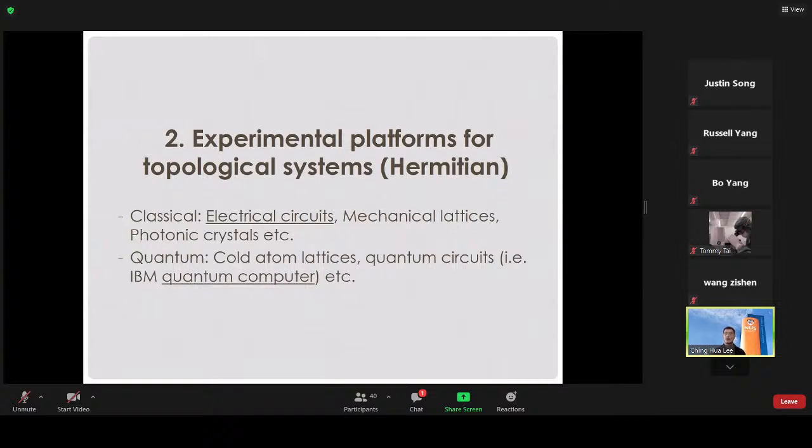So now I will move on to talk about experimentally realizable platforms for topological systems. Many of these are realized with my collaborators, except for the quantum computing part, which we can do through the cloud ourselves.